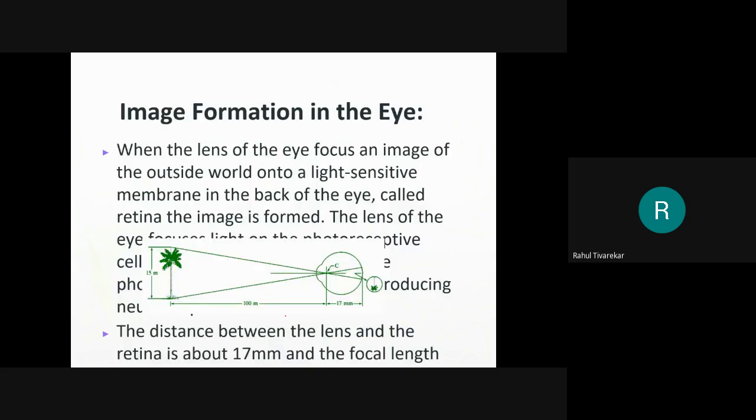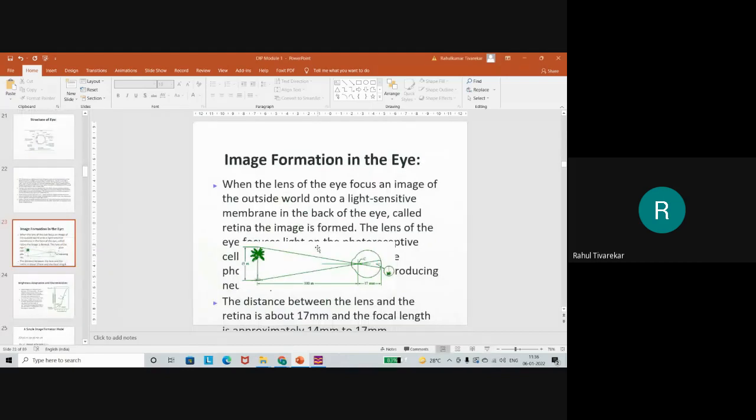The image formation in the eye looks like this. I think I messed up with this. Wait a minute.